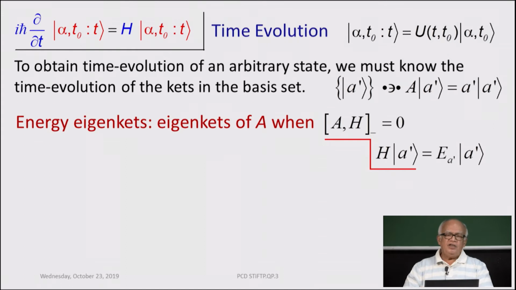So let us use energy eigenkets. What are energy eigenkets? These are eigenkets of any operator which commutes with the Hamiltonian. Okay, these are the energy eigenkets, and we will use these energy eigenkets as the basis set in which an arbitrary vector can always be expanded, as a superposition with appropriate coefficients. It's a complete set of bases.